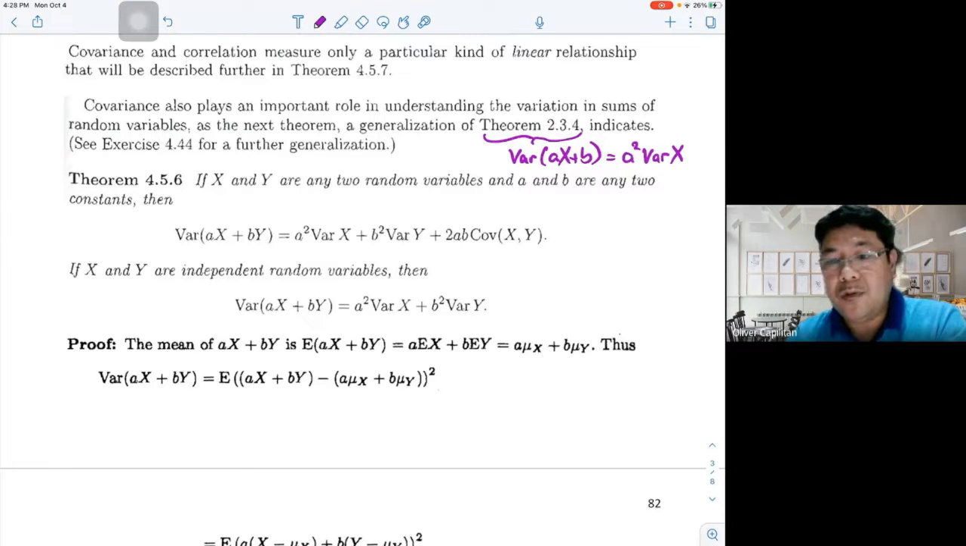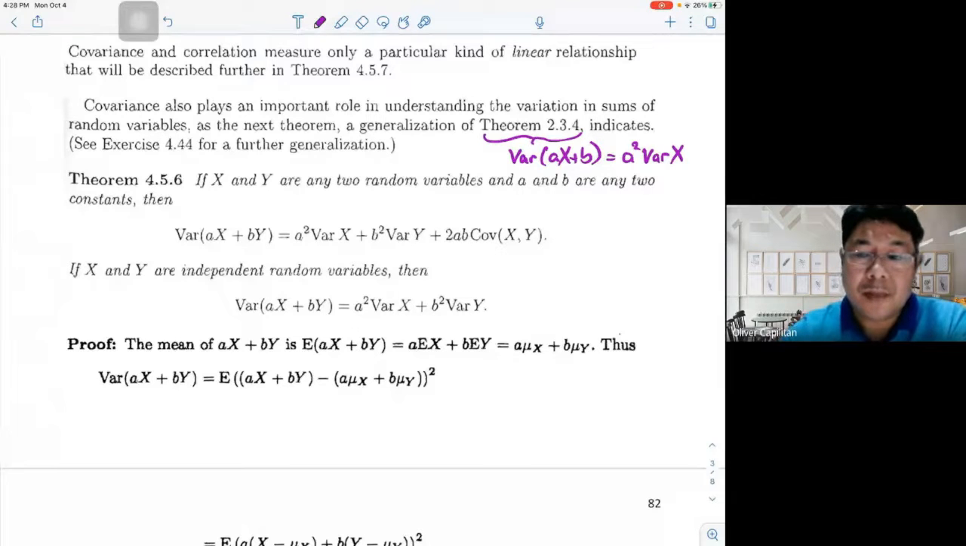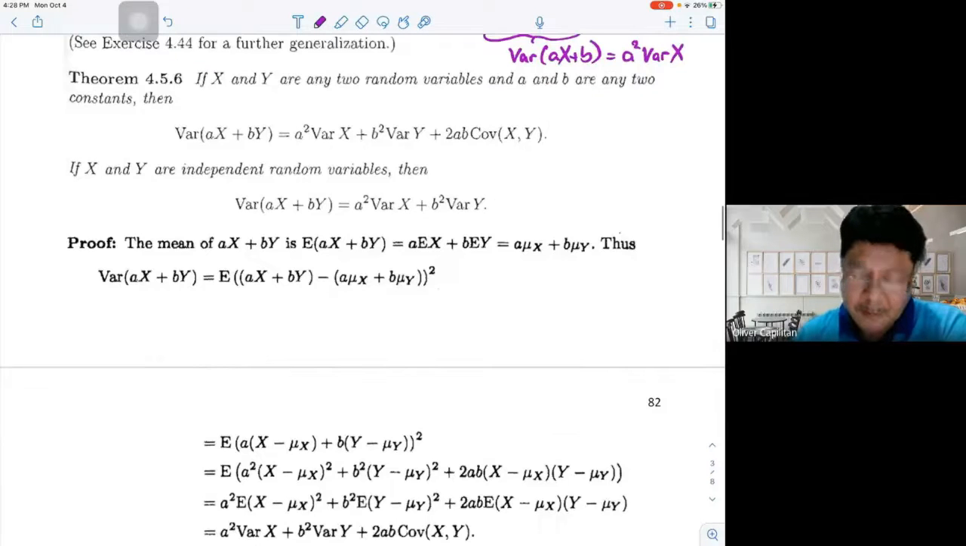If we consider the sum of two random variables x and y, we just consider a to be equal to 1, and b will be equal to 1. Then we have the variance of the sum of x plus y. So let's be general. Let's put coefficients a and b, constants. Okay, I think the proof is so easy.